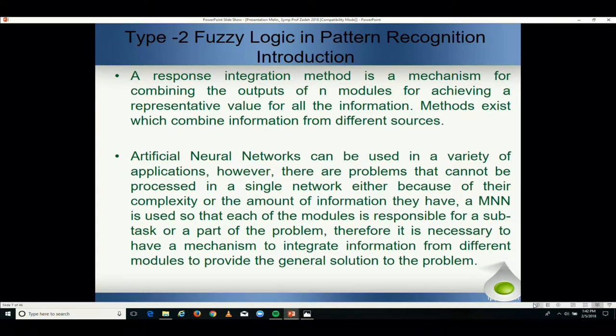And this is a description of an artificial neural network. You all know how an artificial neural network works. In particular, we have solved some complex problems with the modular approach, building systems that have various neural networks. The important thing here is that the response integration of these modules is made by type 2 fuzzy integration.